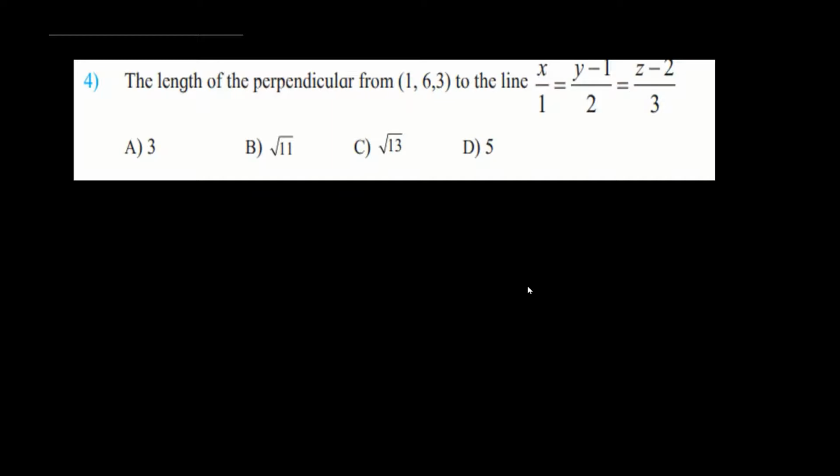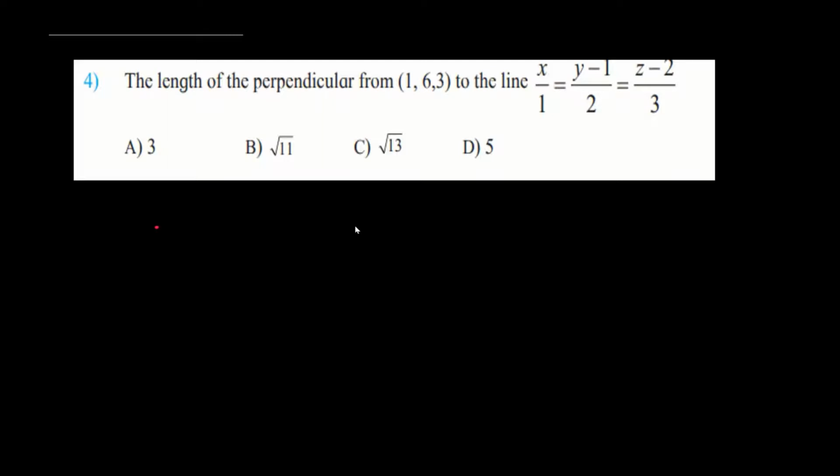The fourth question of your MCQs. The length of the perpendicular from 1, 6, 3 to the line x upon 1 is equal to y minus 1 upon 2 is equal to z minus 2 upon 3 is dash. So we have to find the length of the perpendicular from this particular point. A similar sum we have done earlier. This is just to remind you all what we had done there.